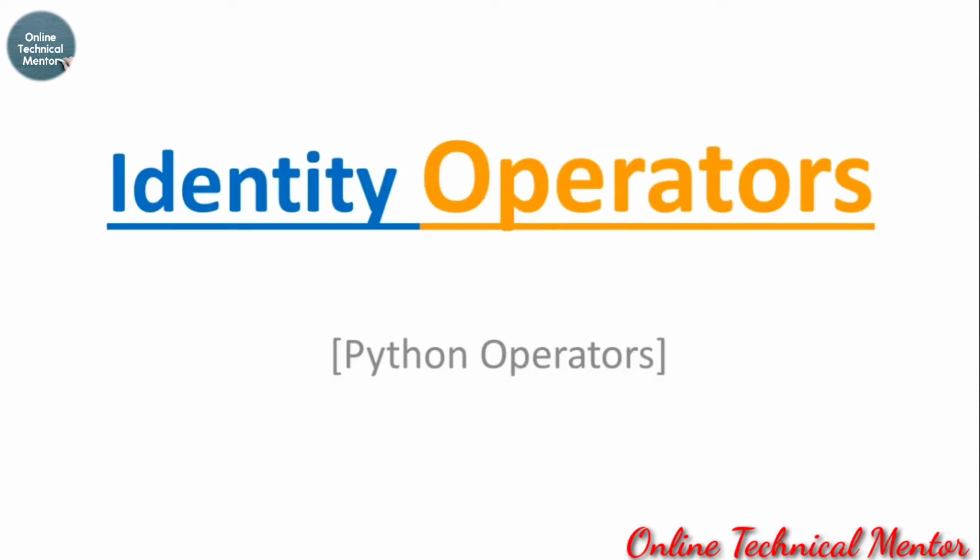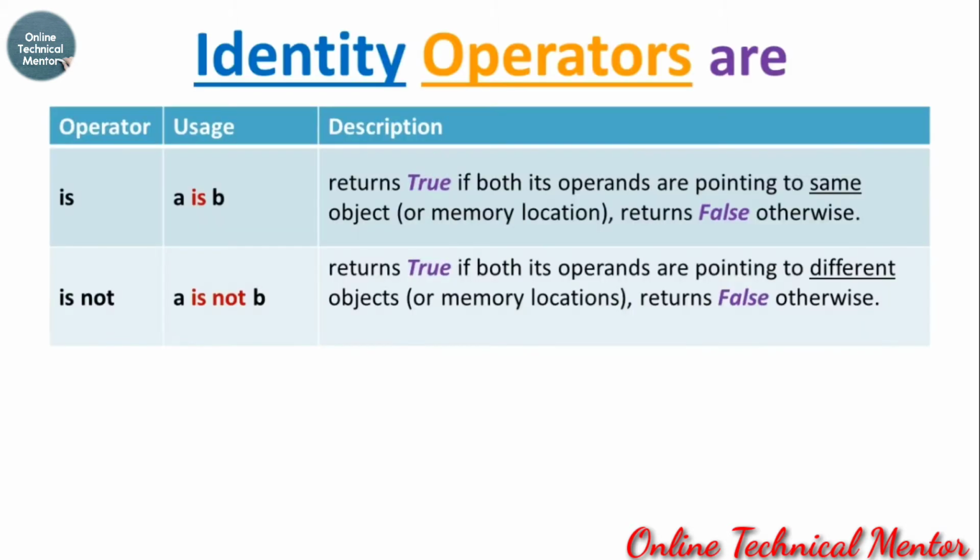Let's start with identity operator. This operator I have introduced already in my first video, that is Introduction to Python. The link is given in the description box. You can find it there. There are two identity operators in Python, is and is not.